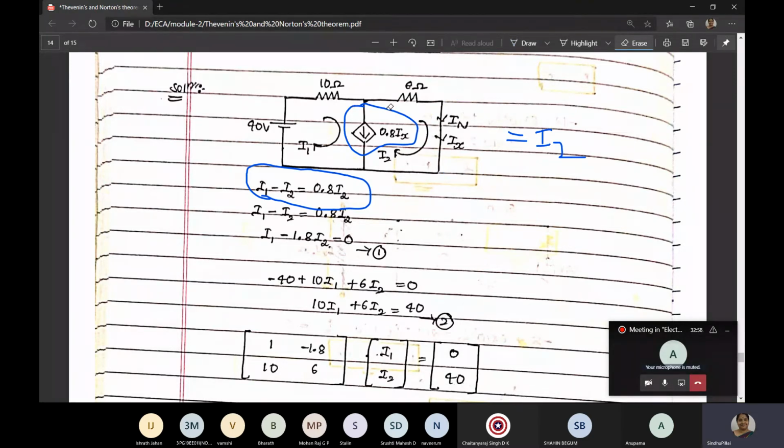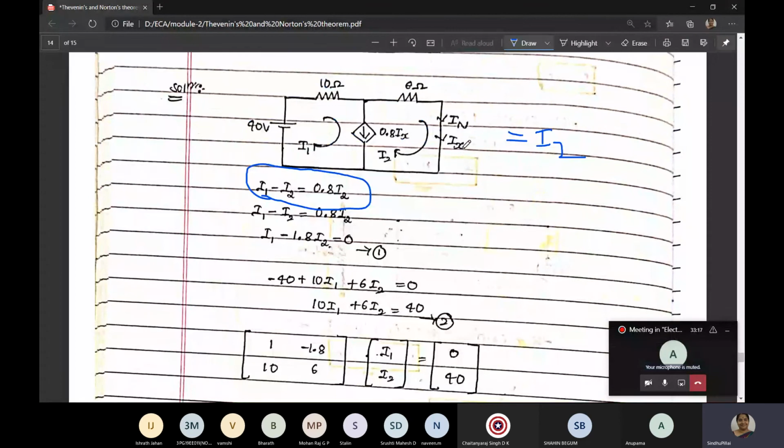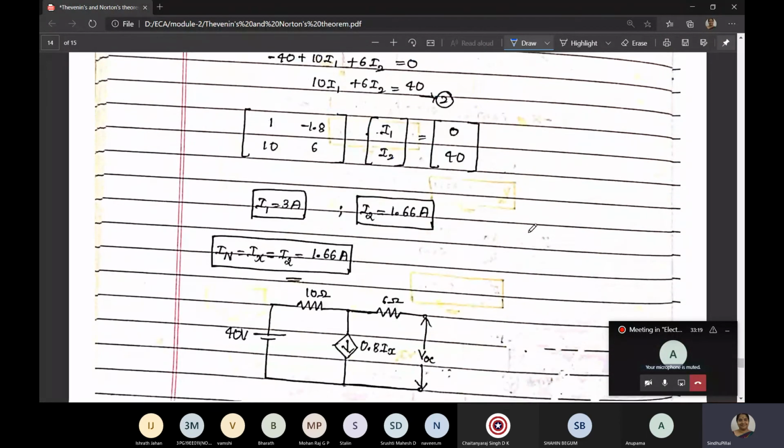We'll just write the equation for that. It is minus 40 plus 10 into I1. Then 6 plus 6 into I2 is equal to 0. So two unknowns, two equations, solve it, you'll get I1 and I2. What we want is Ix, and Ix is nothing but I2. So our answer is IN is equal to I2, which is 1.66 amps. Only this much will not help.